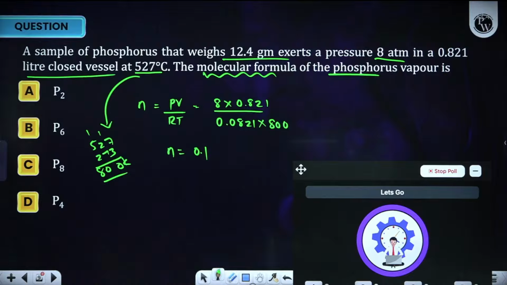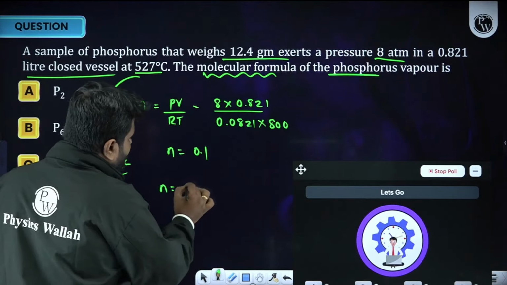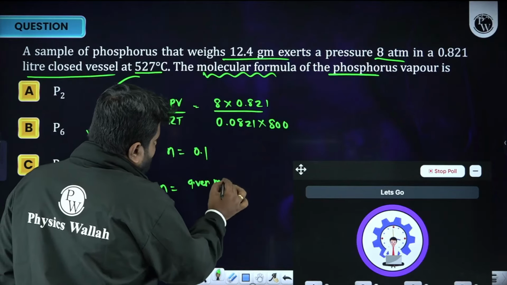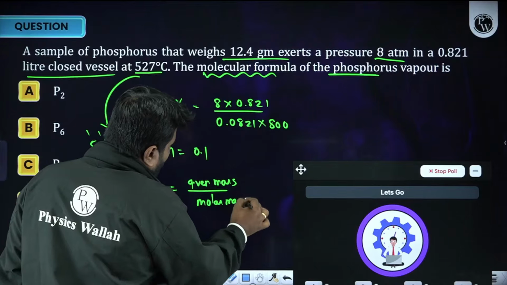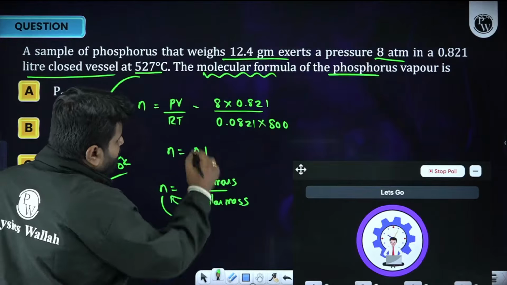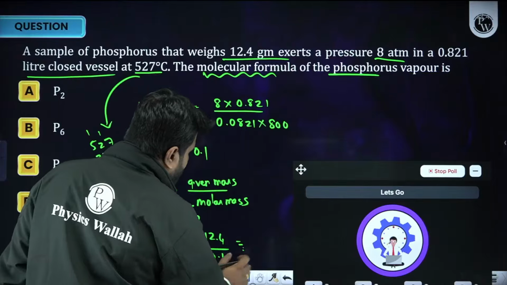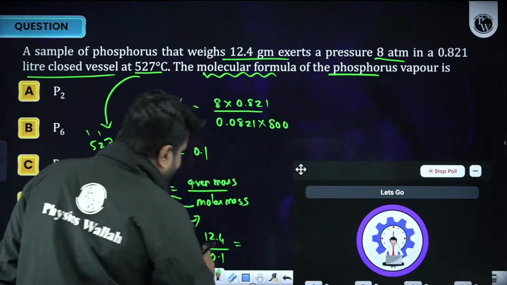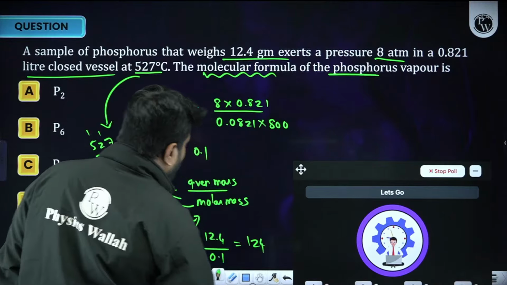Now it is easy for us to calculate molecular mass. How to find out molecular mass? Number of moles is nothing but given mass upon molar mass. Now I need molar mass, so rearrange this expression. Molar mass is equal to given mass 12.4 divided by 0.1. Keep this as 124 into 10 to the power minus 1. So molar mass is 124.